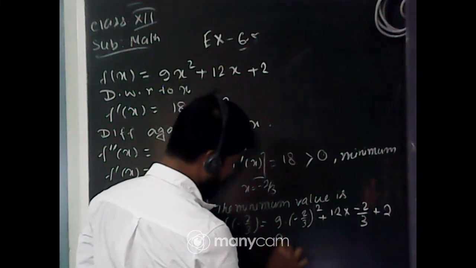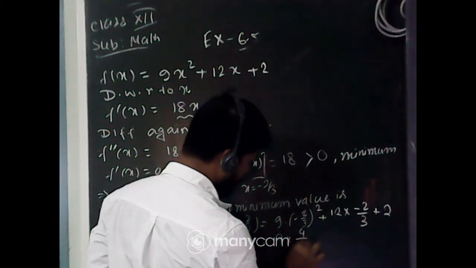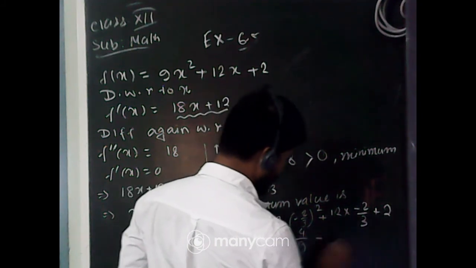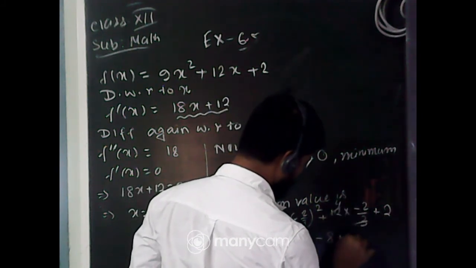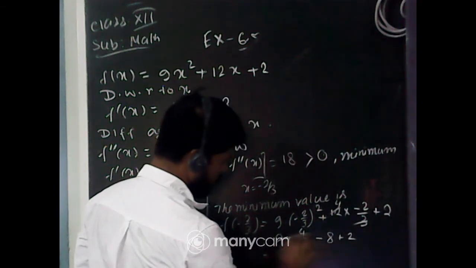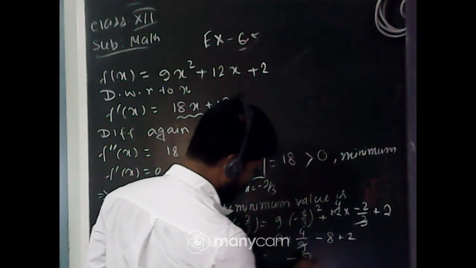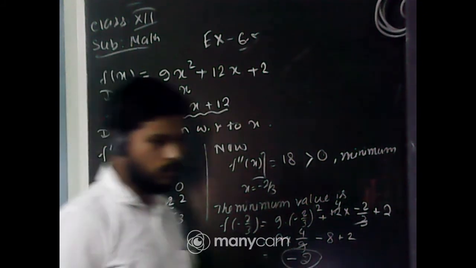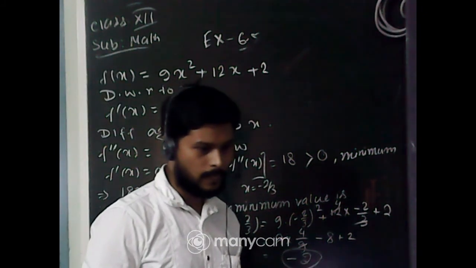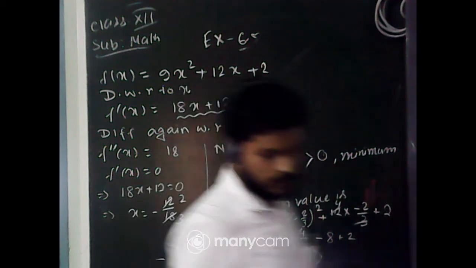So 9 into 4 by 9, and 3 fours are 12, so 12 into minus 2 by 3 gives minus 8, plus 2. So that is 6 minus 8, that is minus 2. So the minimum value of the function is equal to minus 2. Okay, and hence the solution.